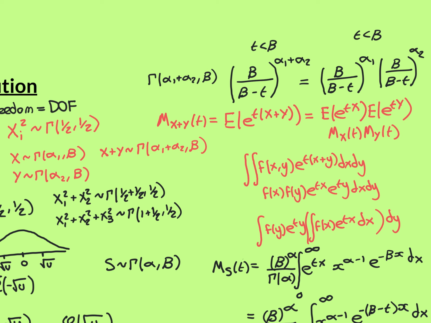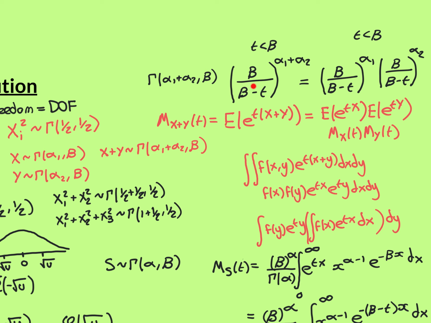But now you can see that that is the moment generating function of a gamma distribution where the alpha parameter is alpha 1 plus alpha 2 and the beta parameter is beta. And this is the bit where we're not going to prove it.